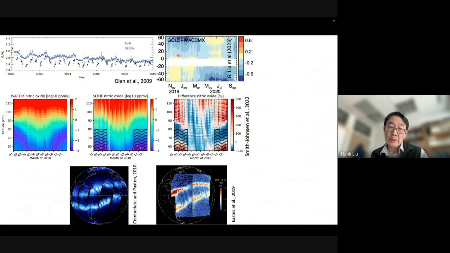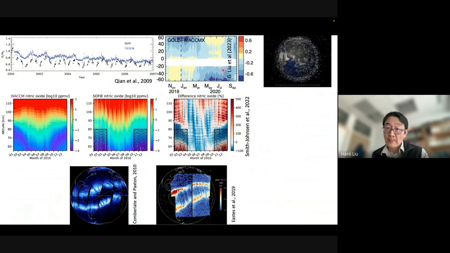This is a more recent comparison between GOLD, another satellite that's still flying, and WACCM-X. So you can see that GOLD is quite much lower in its O/N2 ratio than WACCM-X. And that's a problem because the composition determines the density. So that means that the current state of our model is that we cannot really describe the density very well.